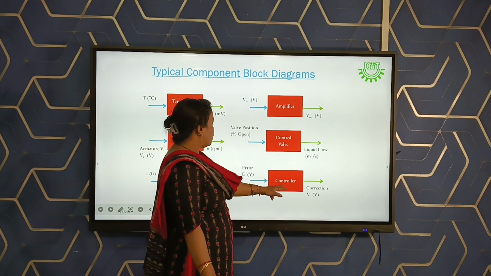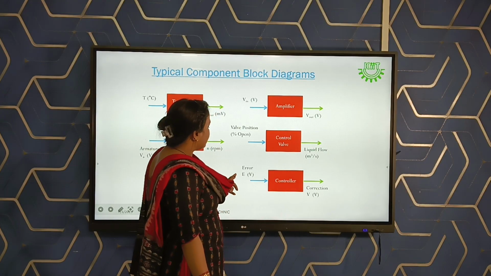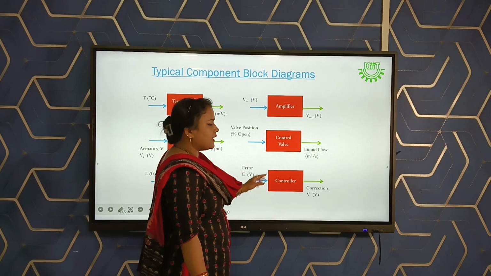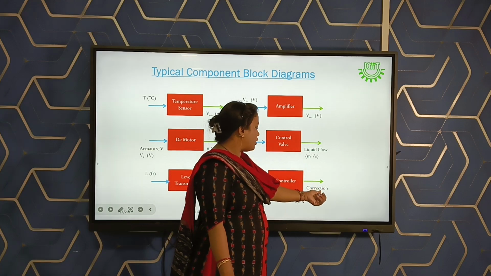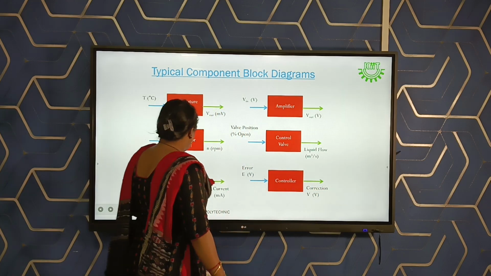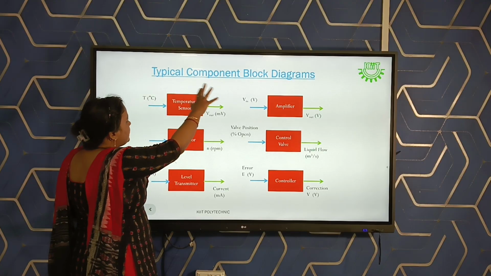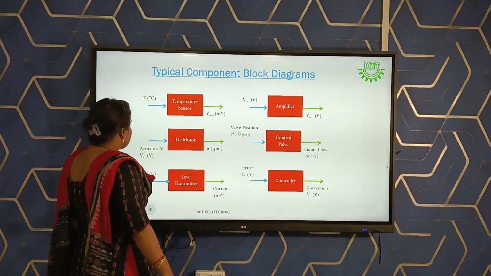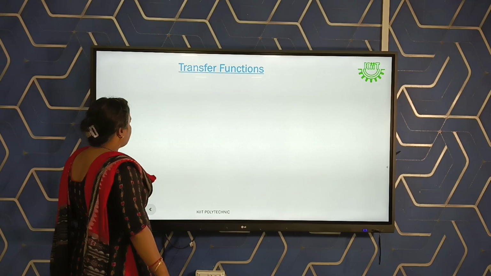The last one is your controller. Controller means we are giving error in terms of voltage and we are getting correction in terms of output, which is also in terms of voltage. So these are the different types of components which are represented in terms of block diagram.